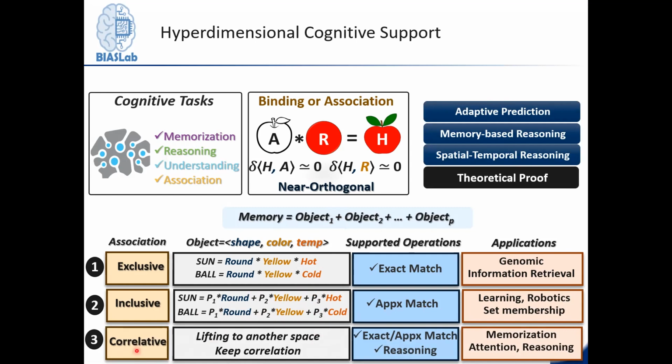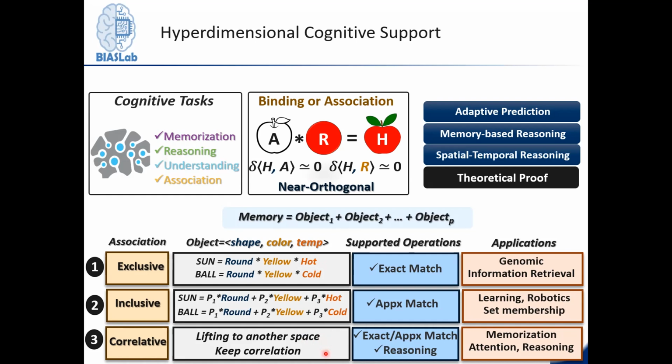But what we are developing here at UC Irvine is a correlative association, which enables us to perform as simple an operation as a binding operation, like at the top, like the exclusive encoder. But at the same time, we can do approximate or exact match. So we are mapping vectors to another space that can keep the correlation of the vectors in high dimensional space. I'm not going into details of that. I just wanted to give you a high level view about this. This is our ongoing work.